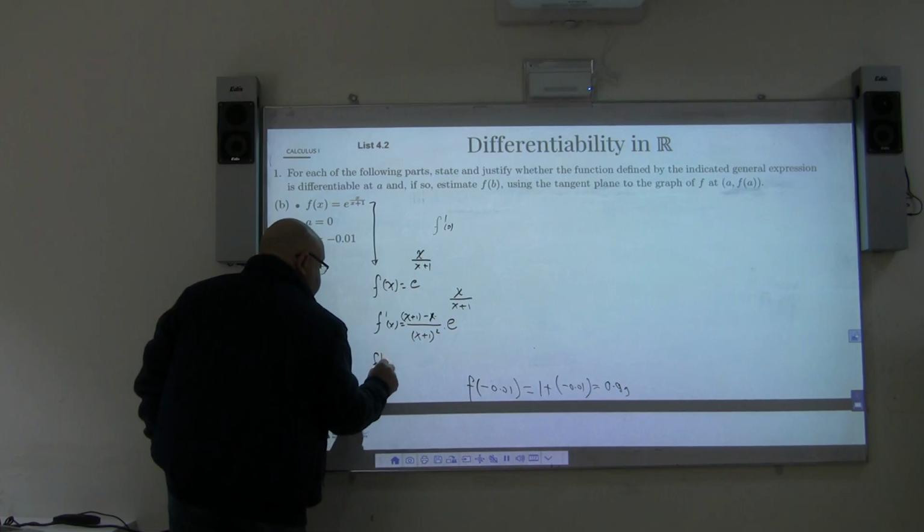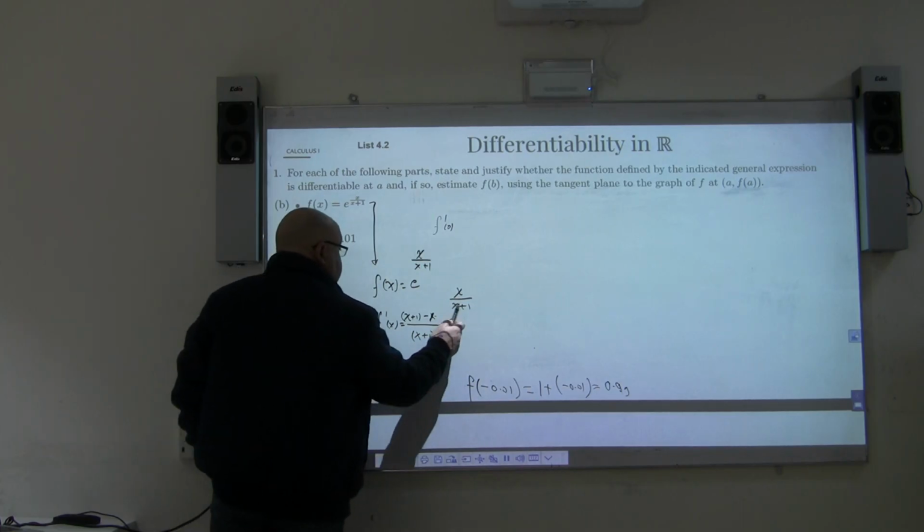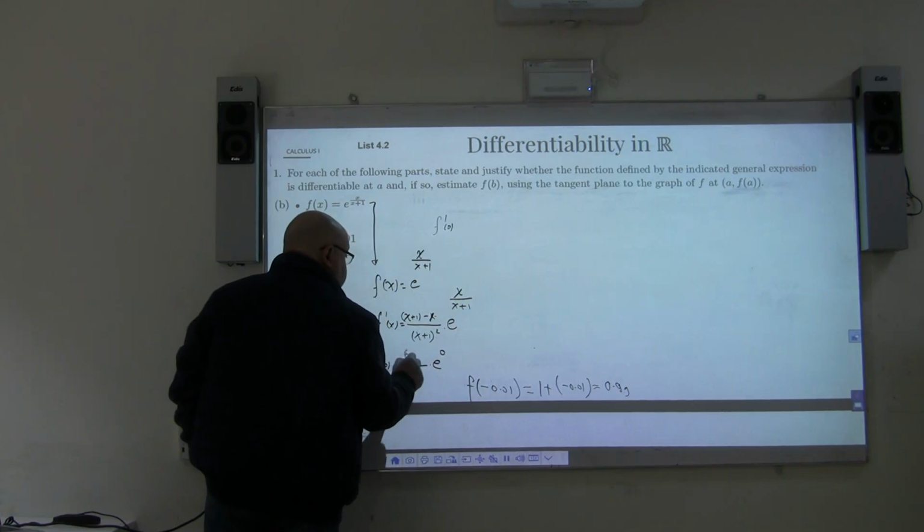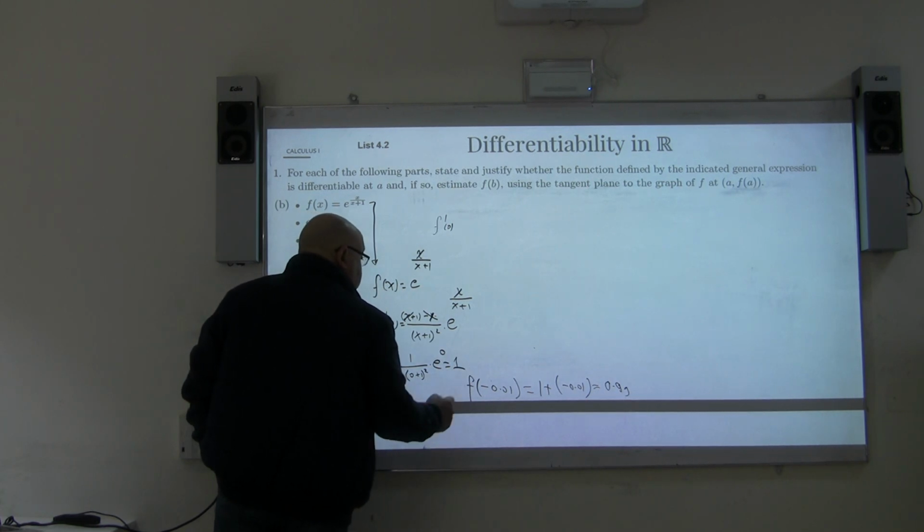So f dash at 0 will be e to the power of 0, which is equal to 1, times the positive x and negative x will cancel each other. It's just only 1 divided by 0 plus 1 to the power of 2. So the bottom line is equal to 1.